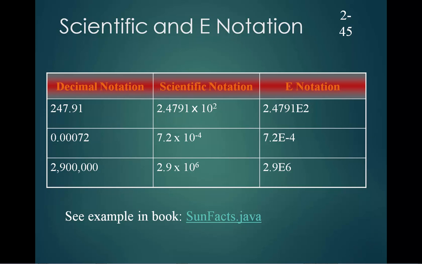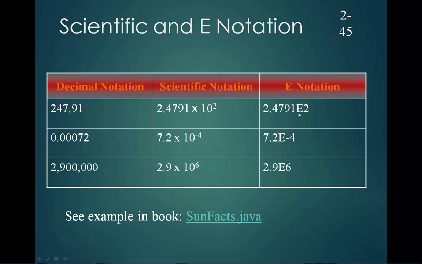Okay. If you're not familiar with scientific and E notation, this is a little bit of a refresher. Basically, for instance, 247.91 can be expressed as 2.4791 times 10 to the second. 10 to the second is 100, so to get this actual value, multiply this by 100, and that's what you see here. 2.4791 times 100 is 247.91.